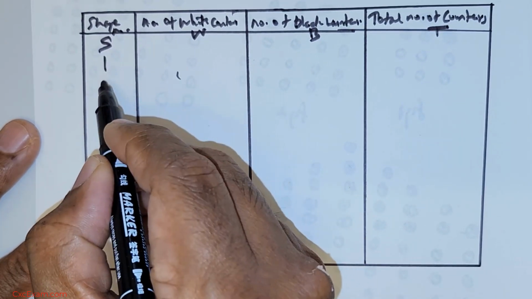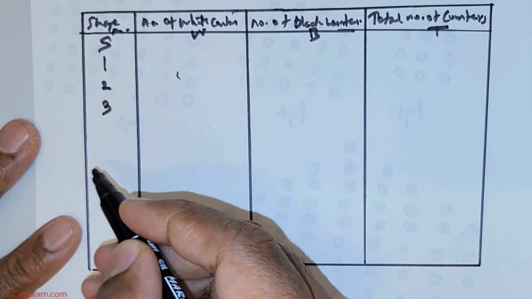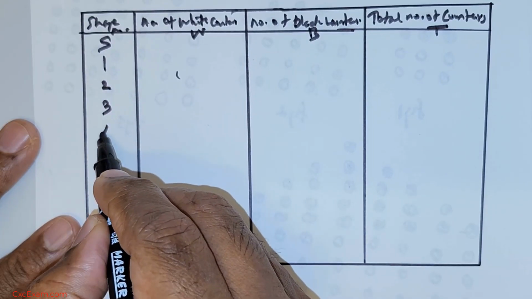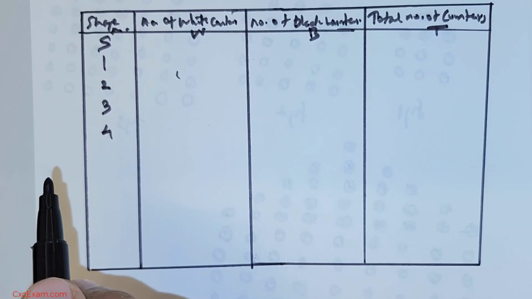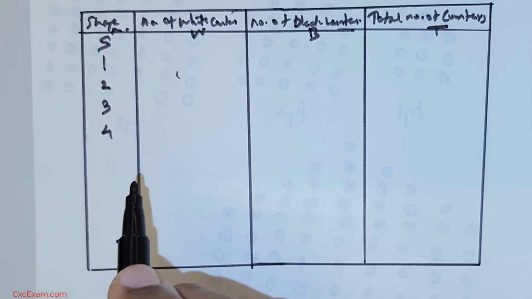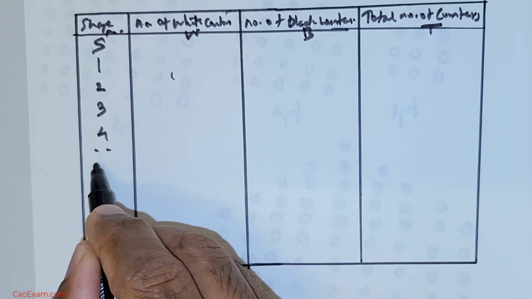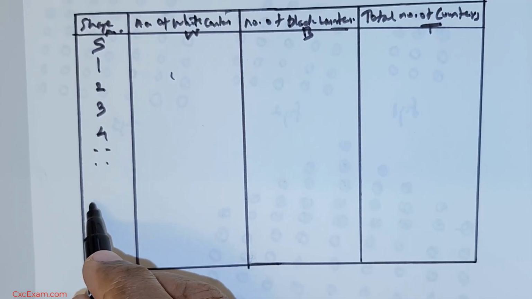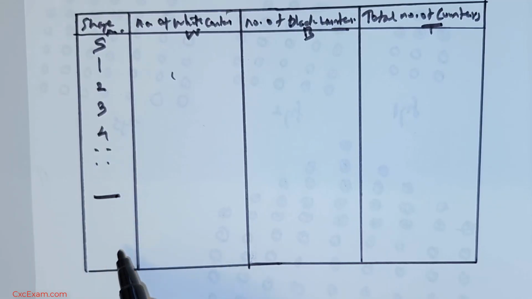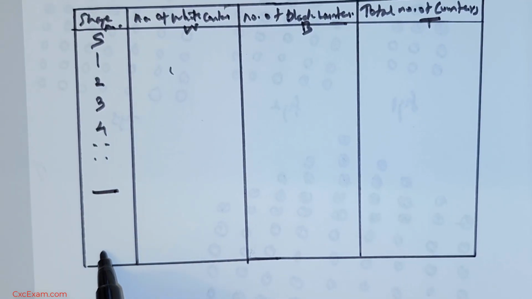So 1, 2, 3, 4 is given, or I would say 4 is asked. We know 1, 2, 3. So let me just complete the table. And then somewhere we need to fill this up. And then finally we need to fill this up.